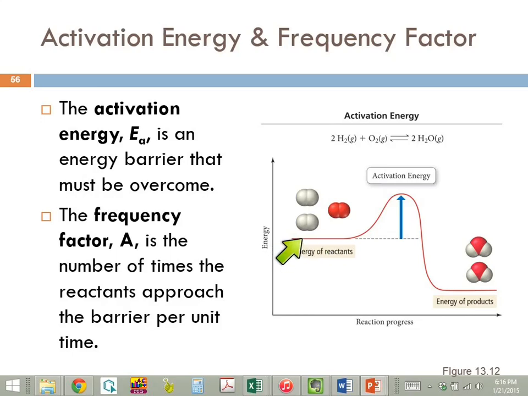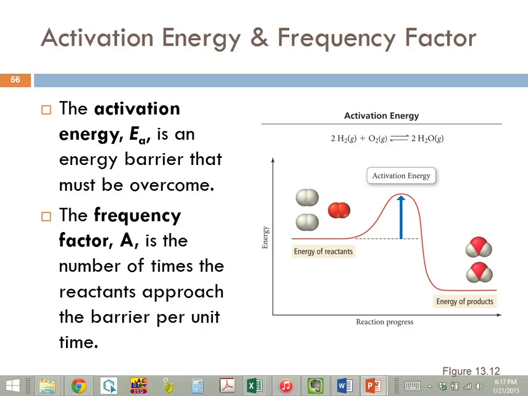But the energy of the reaction increases at this point. There's a hump that it has to get over, and that's called the activation energy, Ea. It's the energy barrier that must be overcome in order for the reaction to occur. We're going to talk more about that. And then the frequency factor, A, has to do with the number of times that the reactants approach the barrier per unit time. So I think of this in terms of miniature golf.